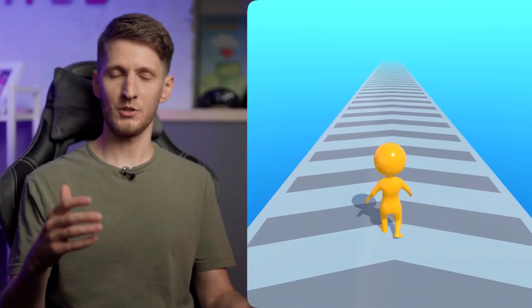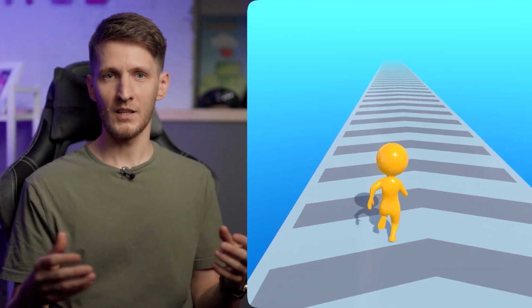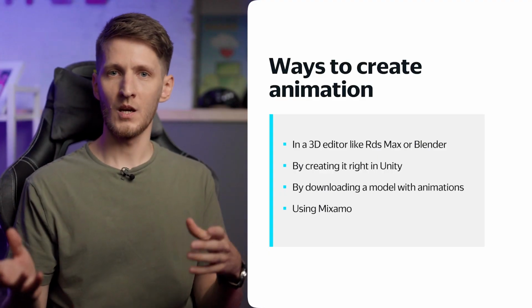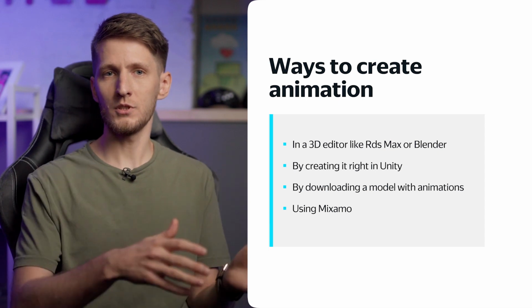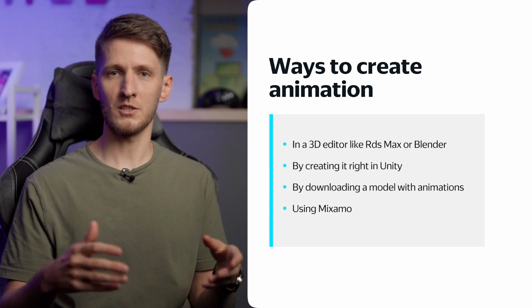The character in our game can run, stand, and dance when it reaches the finishing line. There are several options to get these animations. You can create them in a third-party 3D editor or directly in Unity. The simplest option, which I'll show you, is taking animations from Mixamo.